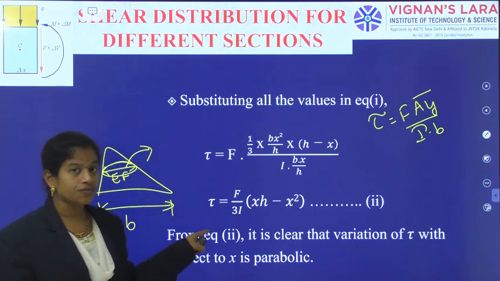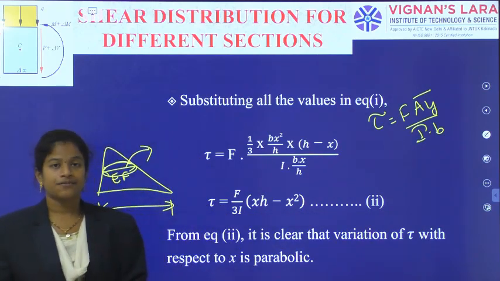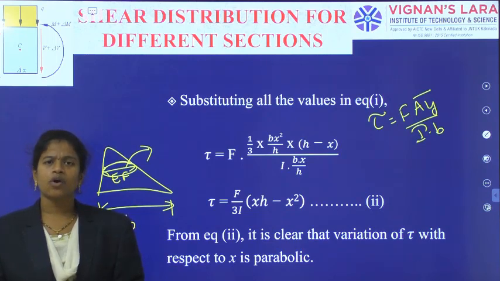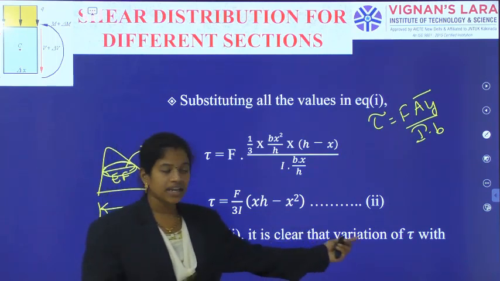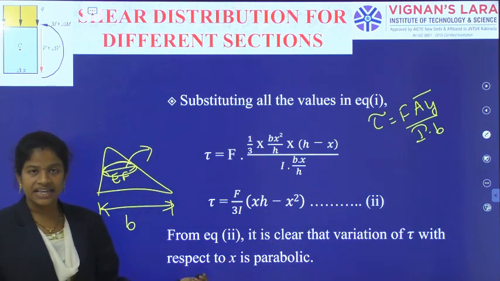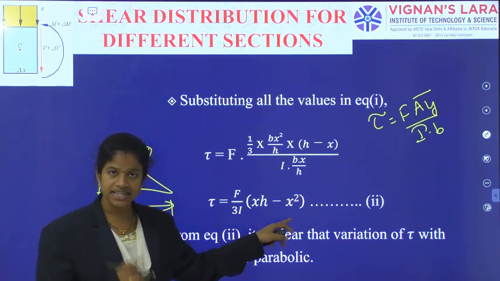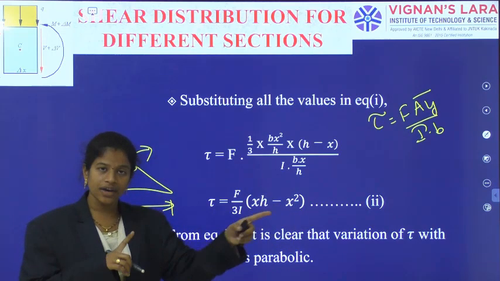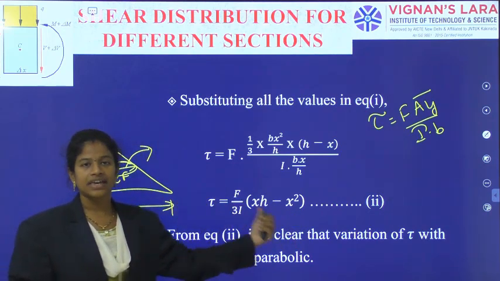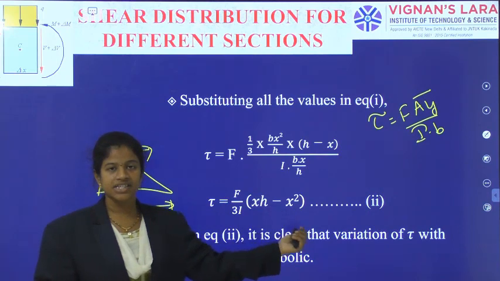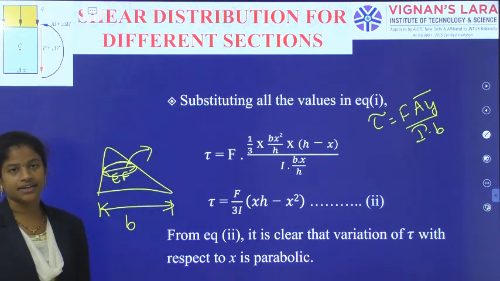This equation is important for us. I am keeping it as equation number 2. So tau is equal to F by 3I (hx minus x square). From equation 2, it is clear that the variation of tau with respect to x is parabolic, because x is of second degree. Once x is given, corresponding to the x square relation, tau is obtained. So x and tau have a parabolic relation, a second degree relation.